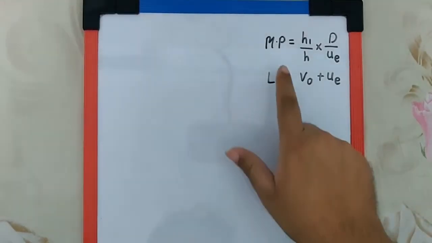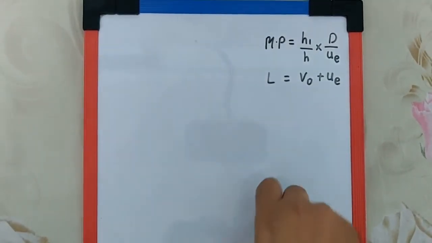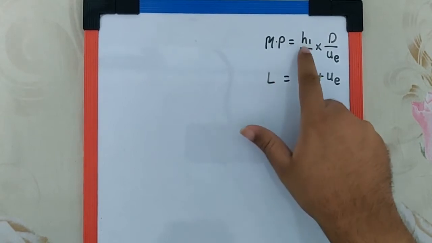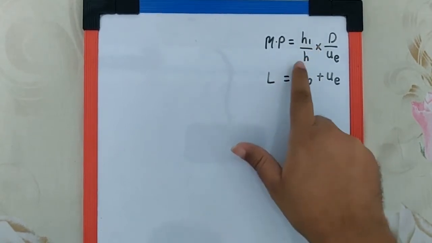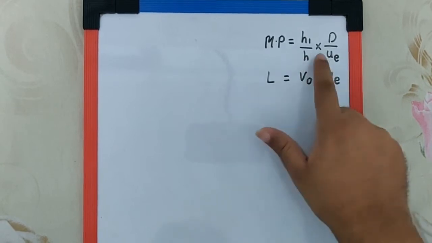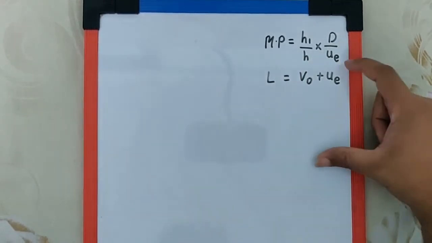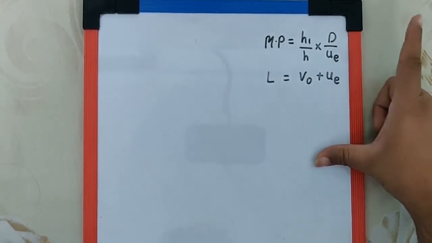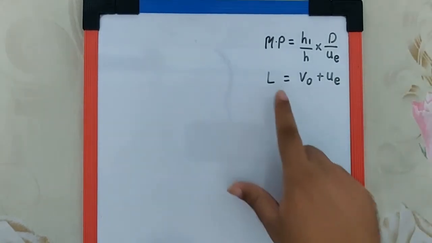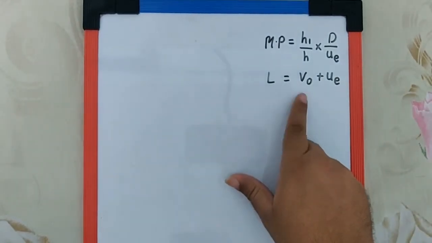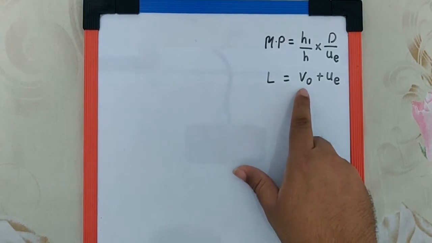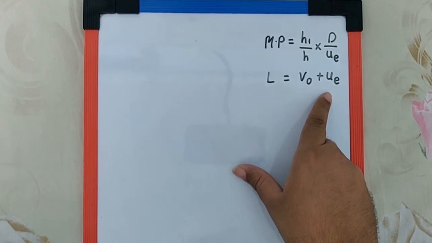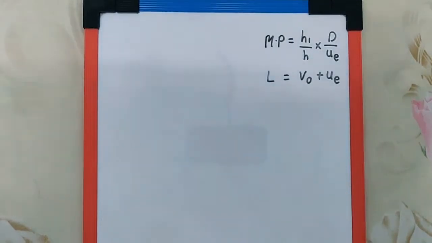So now we have this as a general formula for a compound microscope, where the magnifying power is the height of the image formed by the objective upon the height of the object, into the distance of distinct vision upon the object distance for the eyepiece, that is the distance of the first image from the eyepiece, and the length of the compound microscope as VO plus UE, which is the distance of the first image from the objective plus the distance of the first image from the eyepiece. Now let's try to make different variations of these formulas.